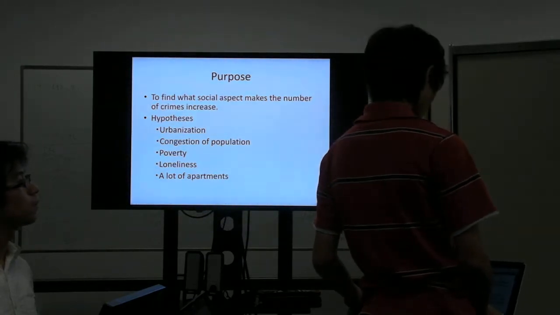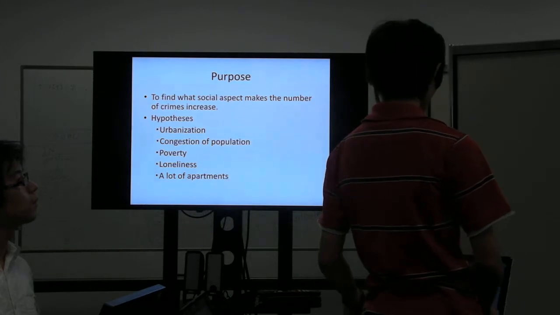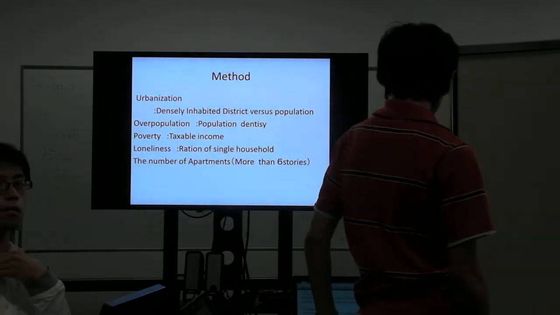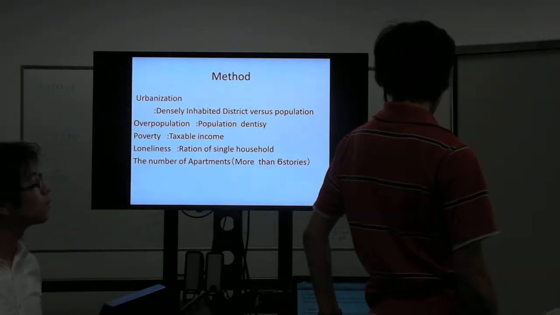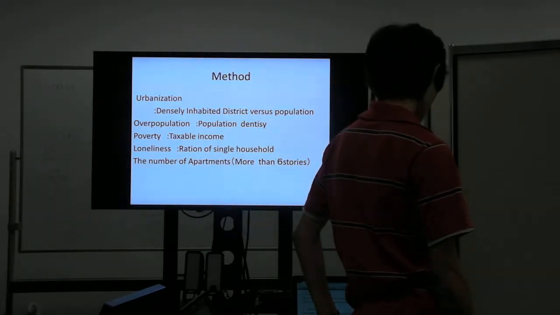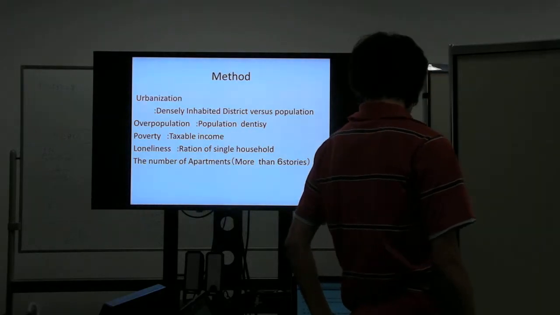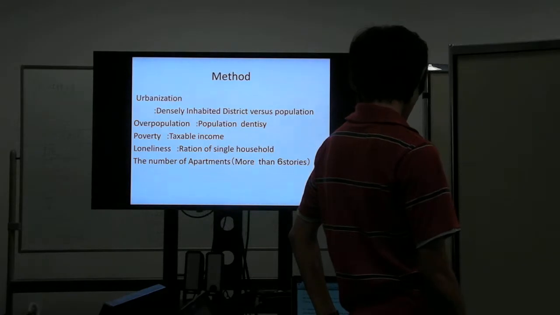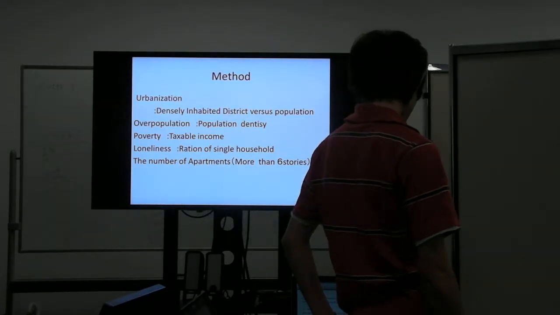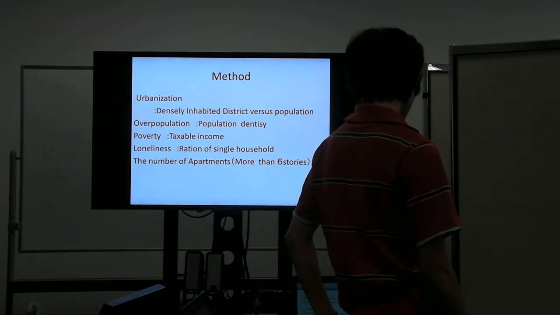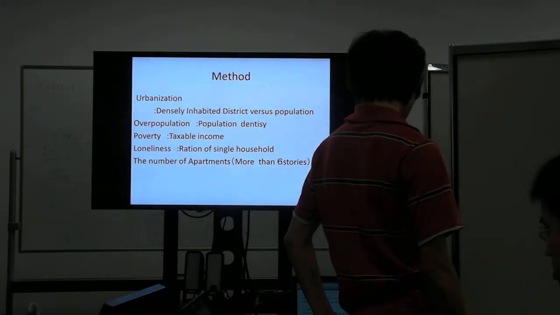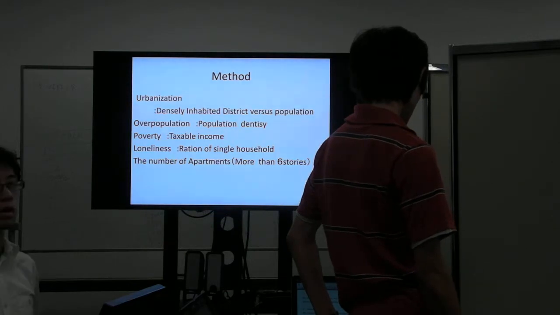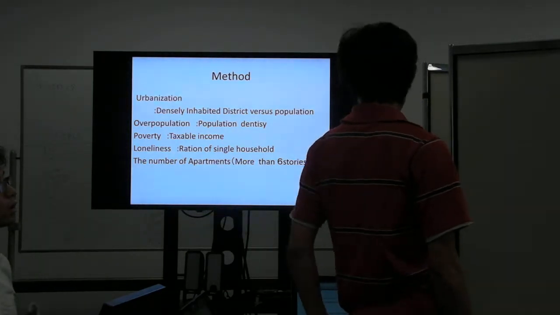Now, I'll talk about the method of this research. Method. We researched them in this way. We quantified four topics into these points: urbanization into the density of inhabited districts versus population, congestion of population into population density, poverty into income, and loneliness into the rate of single households. Finally, we analyzed these topics against the crime rate.